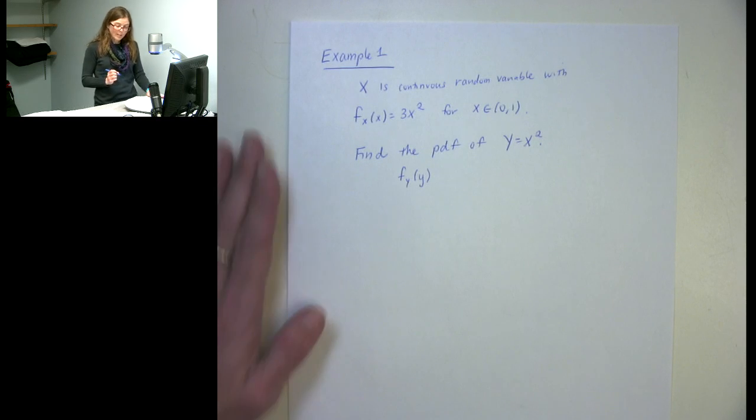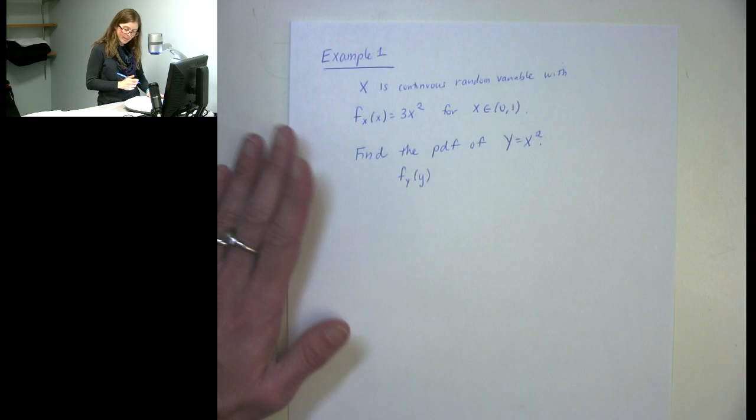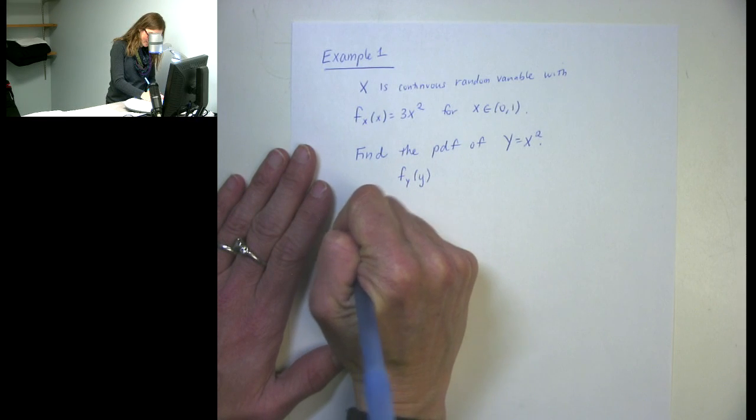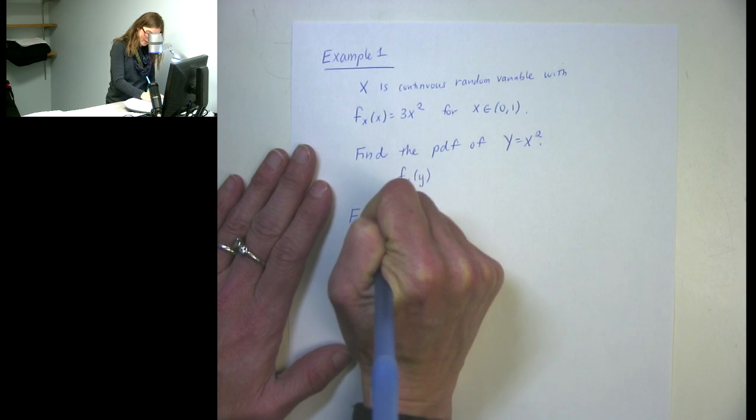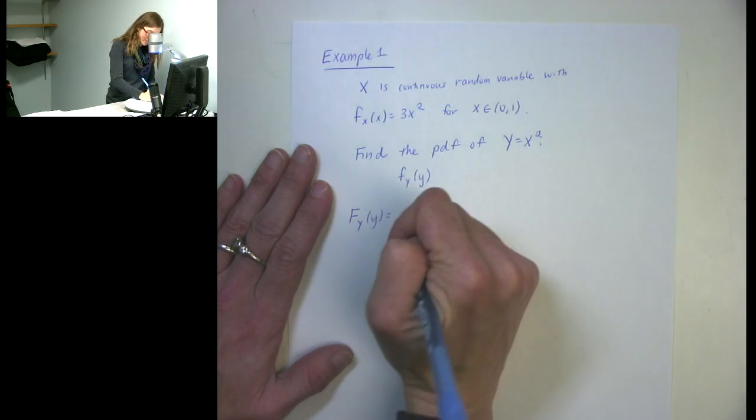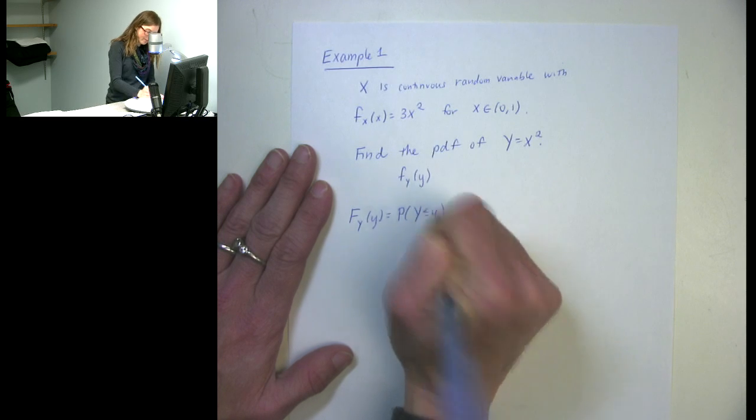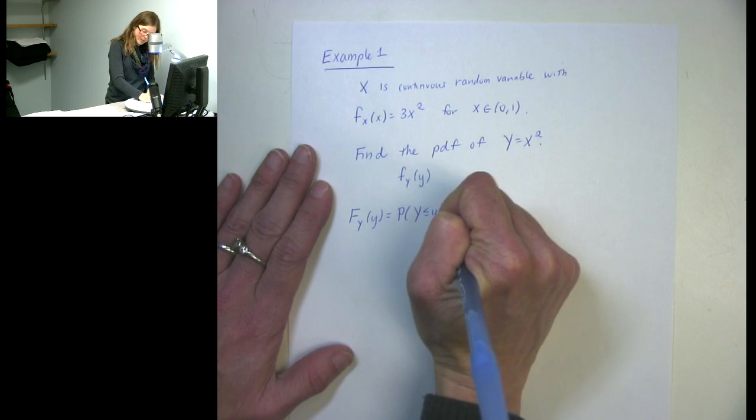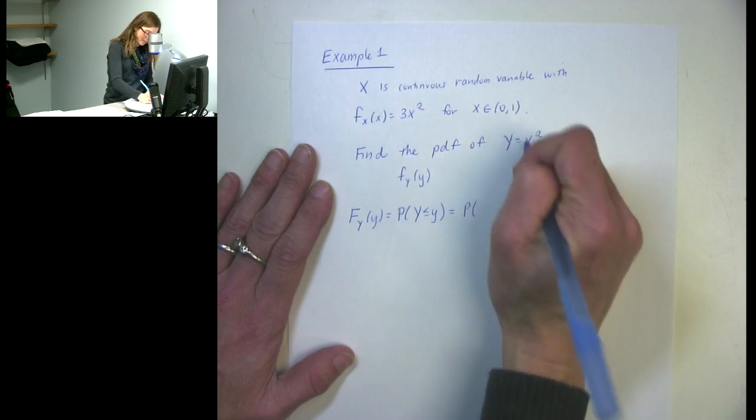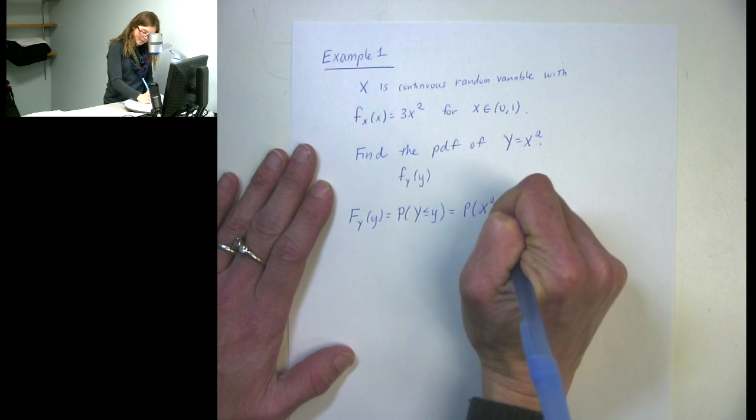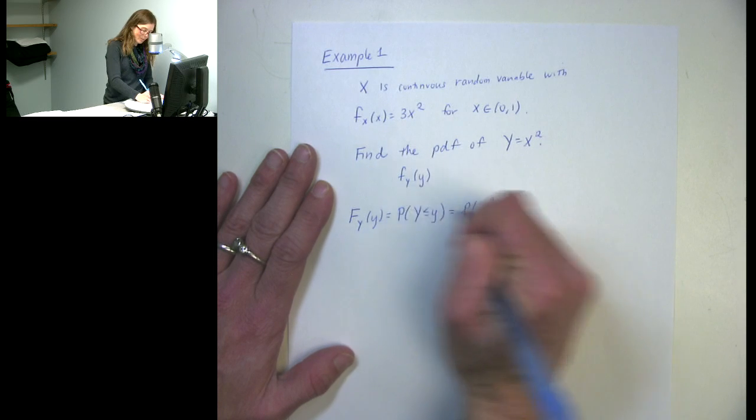Now, the first thing that we're going to do, as I said, is start by finding the cumulative distribution function, which is equal to the probability that y is less than or equal to little y, which is equal to the probability that x squared, since y is x squared, is less than or equal to little y. Remember that little y is a particular value.